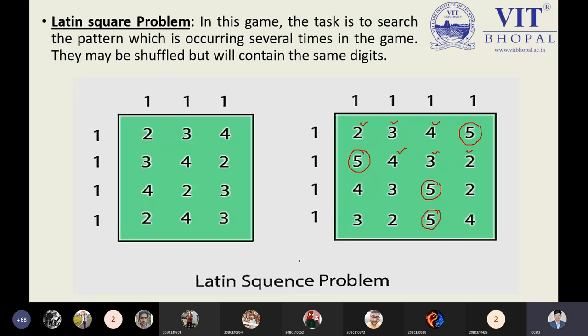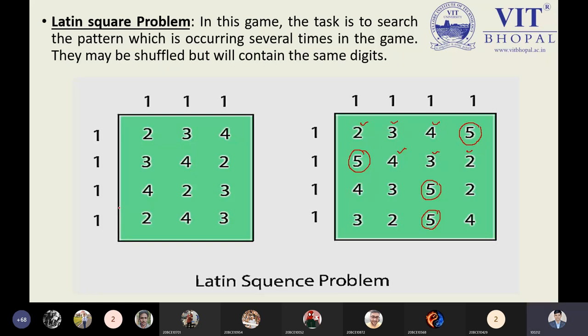So the Latin square problem is any kind of problem that is a what? What is its rule? Its rule is already written in the heading. In this game, the task is to search the pattern which is occurring several times in the game, but they may be shuffled and will contain the same digits. Here I can't take 3, 2, 7, 4, as you can see. I can take 3, 2, 5, 4. 5 is occurring because I'm adding the 5 over here, but after shuffling.